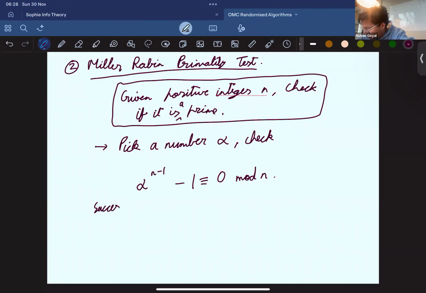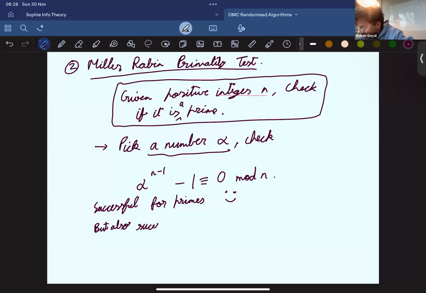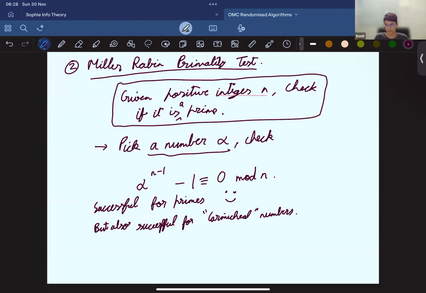Successful for primes. So one way of choosing randomness is just picking this choice of alpha, by the way. Successful for primes. So that is happy, but also successful for some special cases, as somebody said, Carmichael numbers. Though I don't think there are too many of them that come frequently. So this should work to a good extent.